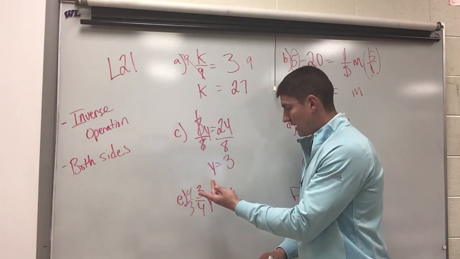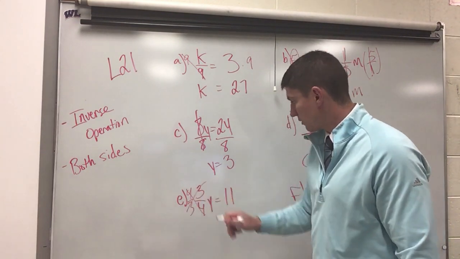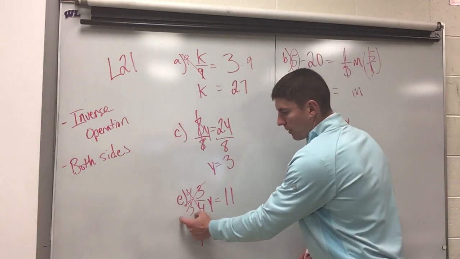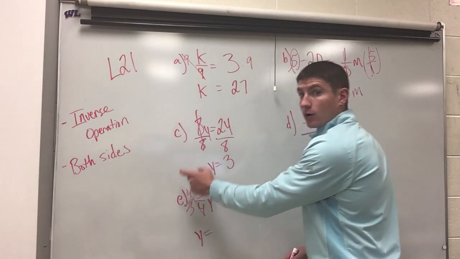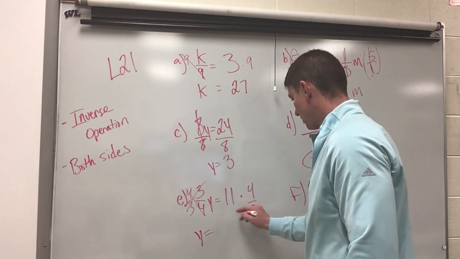That's 4/3 now, and I multiply, which would allow the 4 and the 4 to cancel, the 3 and the 3 to cancel, and then y would be left all by itself. Now I multiply by 4/3 on this side, I have to multiply by 4/3 on this side, so I'm going to write this out, 4/3.